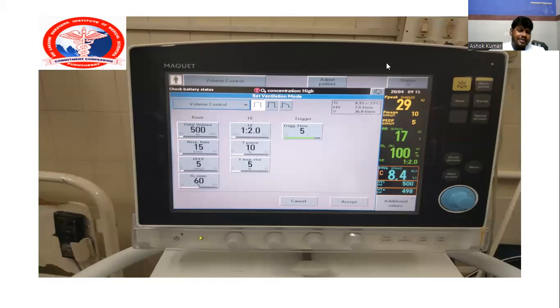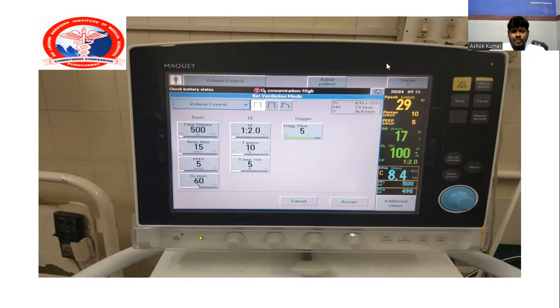Respiratory rate. Next parameter will be the respiratory rate. Normal respiratory rate for males is 14 to 18 and for females 12 to 14. We set around 15 breaths per minute. And positive end expiratory pressure. Normally we set around 0 to 5 centimeter of water.